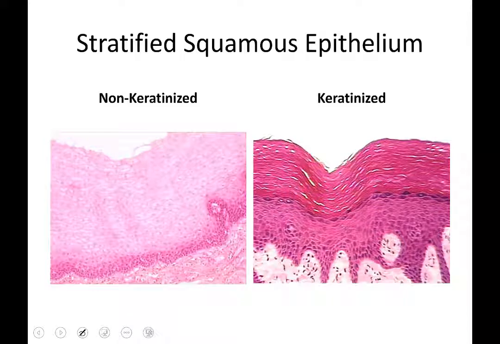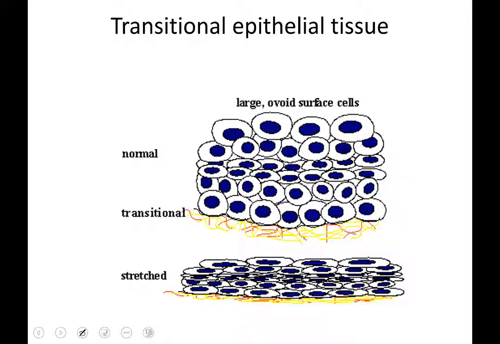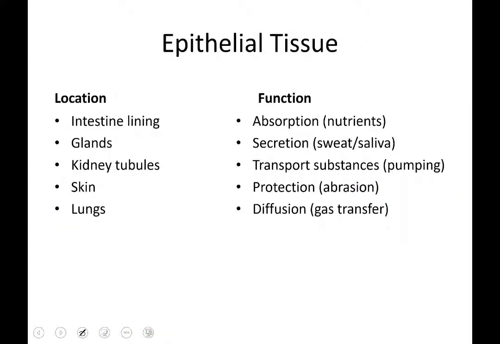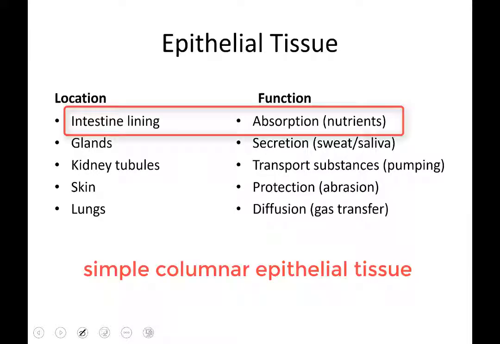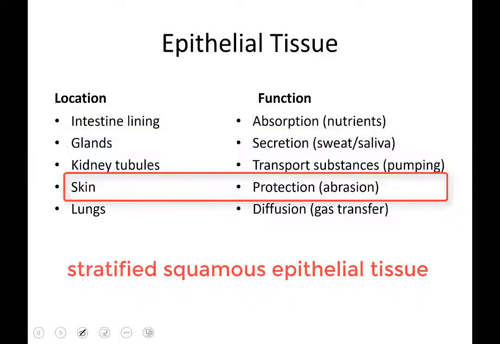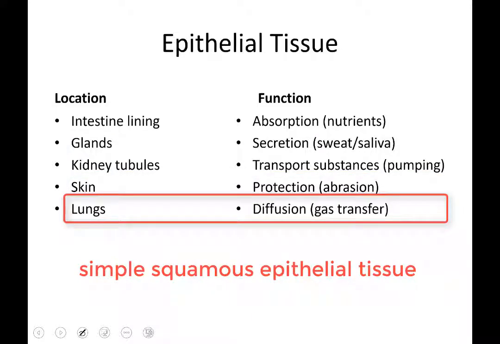Here's the non-keratinized versus the keratinized, both stratified squamous. We just have that extra layer, waterproofing. This is the transitional, where it's empty bladder and full bladder because it's stretched out. So again, just know the transitional is associated with just the bladder. This is what it really looks like there, not the drawing. Okay, so as a summary here from the epithelial tissue, these are the places that they could be, and these are the jobs that it could do. So in the intestines, we're absorbing things. In the glands, we're secreting, pumping things. Kidney tubules also pumping. So these are some functions of epithelial tissue.